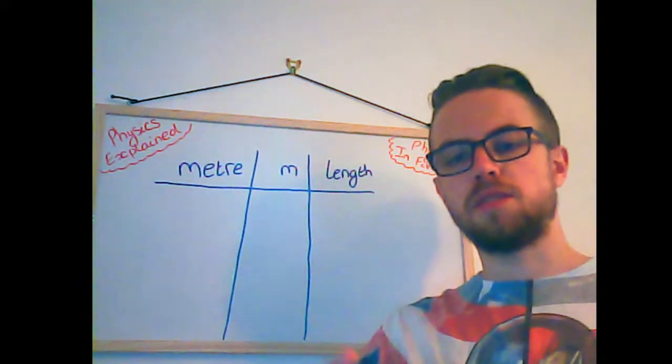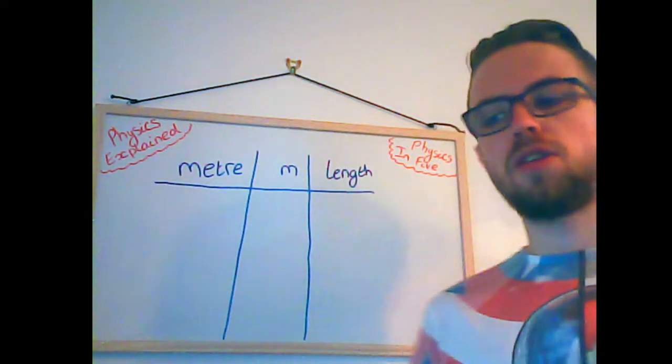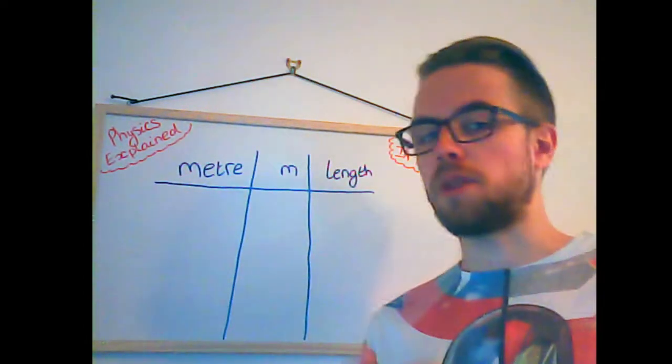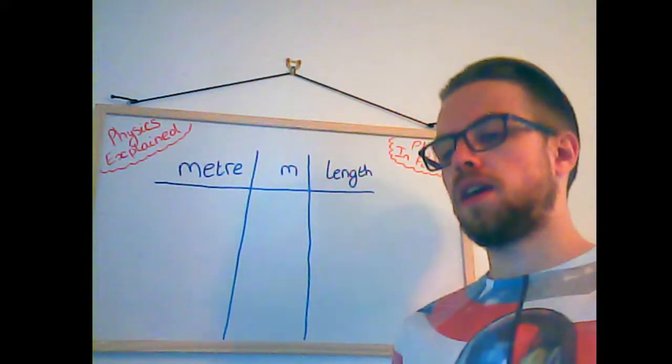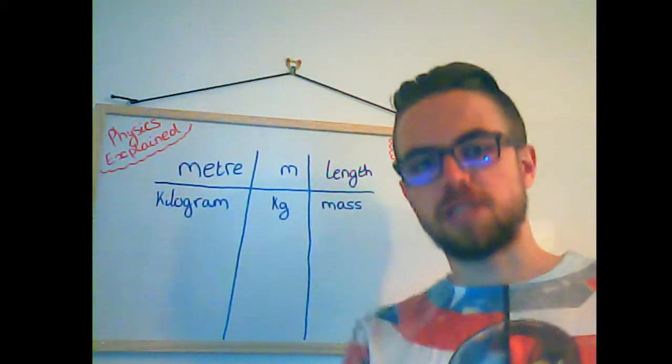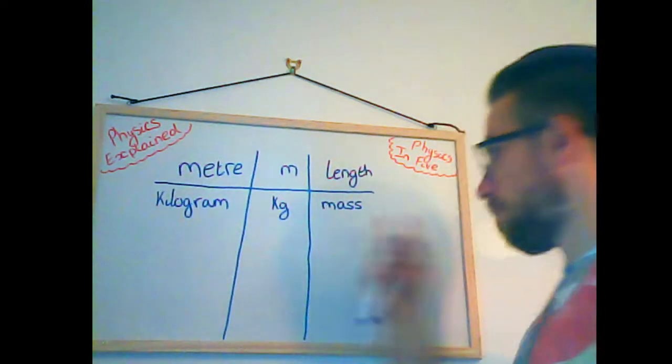So we can have centimeters, which means 1 part in 100. We can have millimeters, which means 1 part in a thousand. We can have kilometers, which means 1,000 meters. So with that in mind, we come on to the second SI unit, which is the unit for mass.